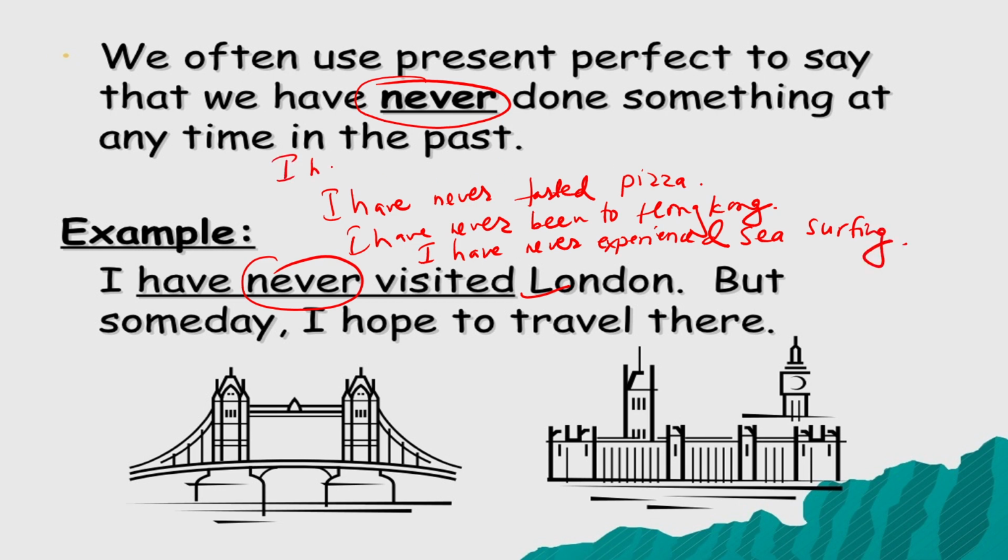I have never been shopping at brand stores. So these are some examples where we use present perfect to express that somebody has never done something, or we have never done something.